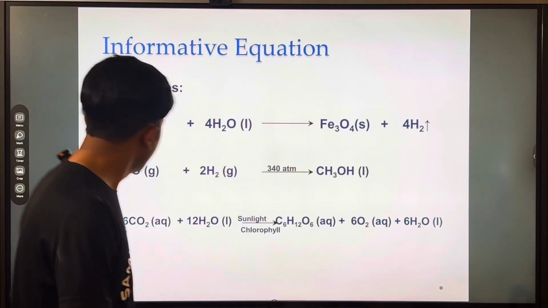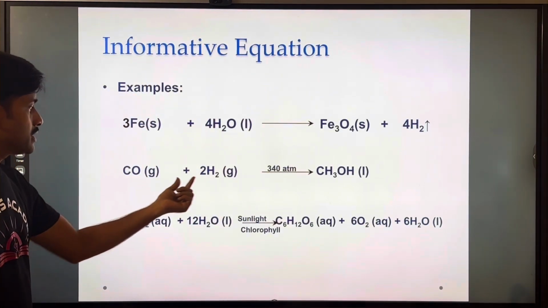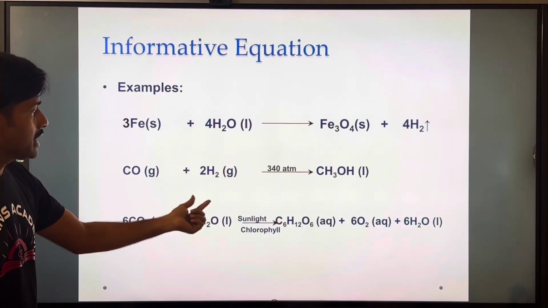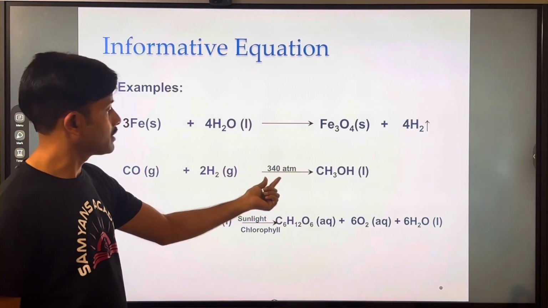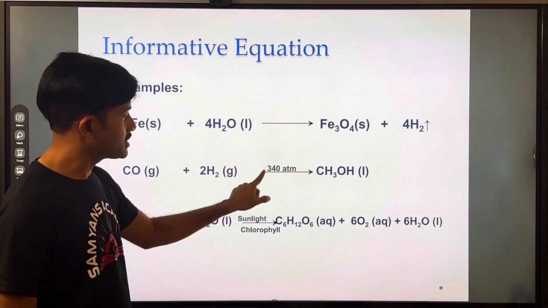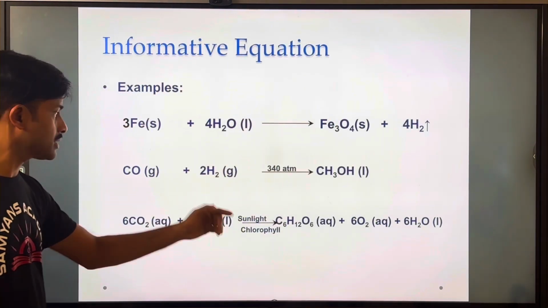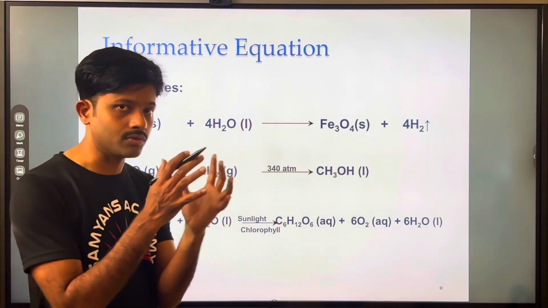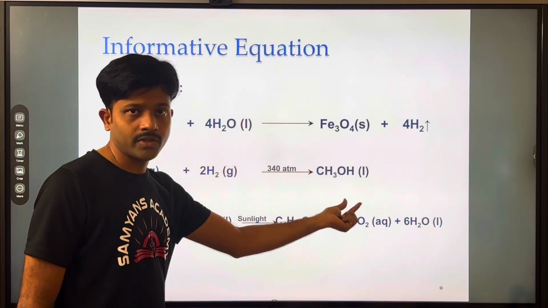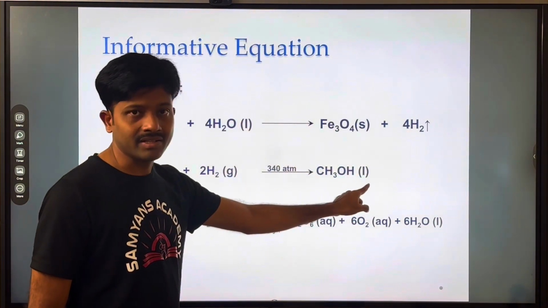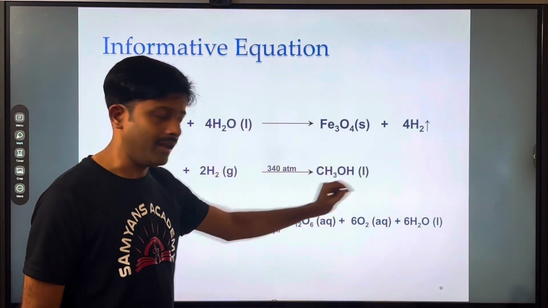Okay, and here carbon monoxide reacts with hydrogen gas at 340 atmosphere. Reaction conditions are also mentioned above the arrow mark. That is the pressure we are maintaining, 340 atmosphere. Due to that pressure, the carbon monoxide and hydrogen gas come close to each other and form methanol. The formation of methanol in liquid state, you represent with the bracket L.